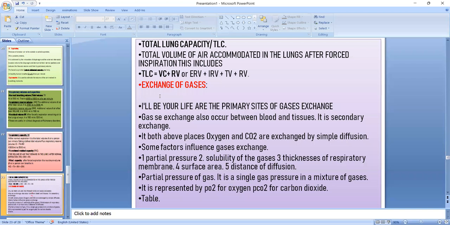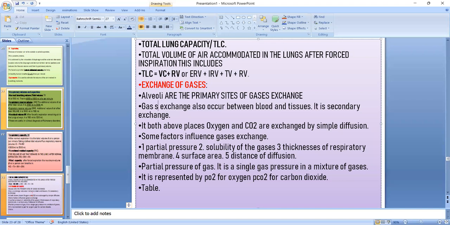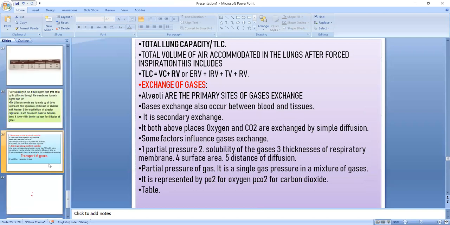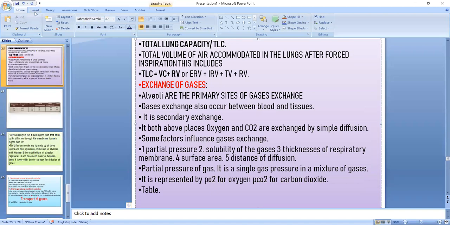Alveoli are the primary sites of gases exchange. Gases exchange also occurs between blood and tissue. It is secondary exchange. So overall, we should take at least one image.